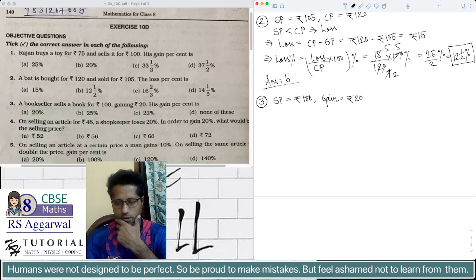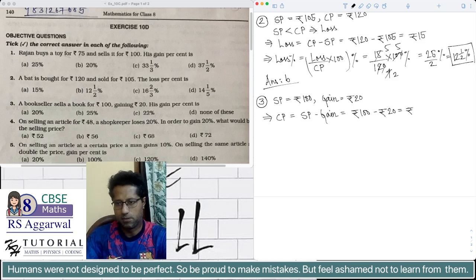Now for gain percent, we need the cost price. So we know the gain and we know the selling price. So the cost price has to be the selling price minus the gain, which is equal to rupees 100 minus rupees 20, which is equal to rupees 80. So this is the cost price.